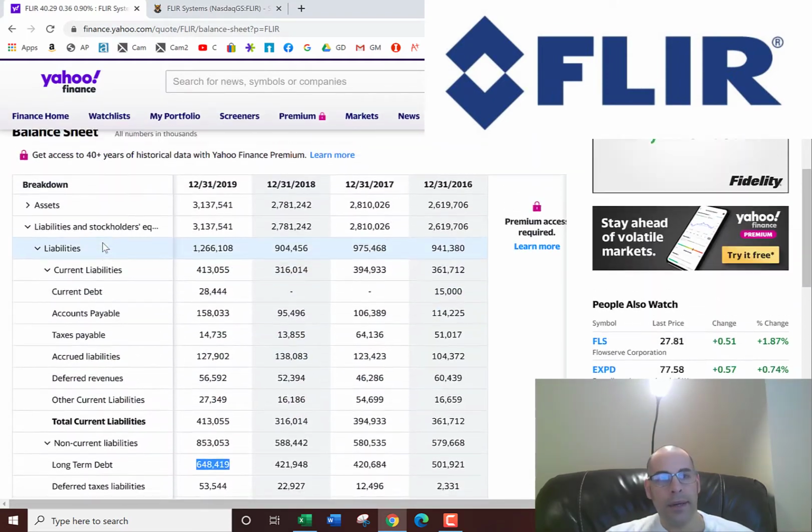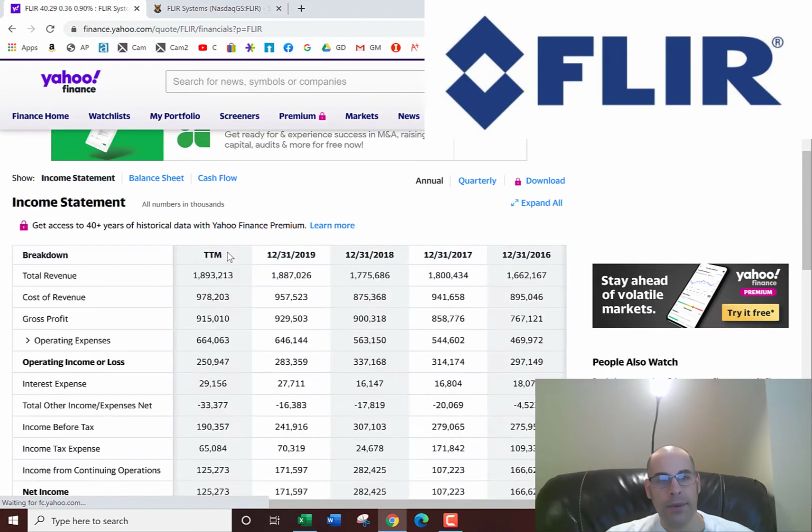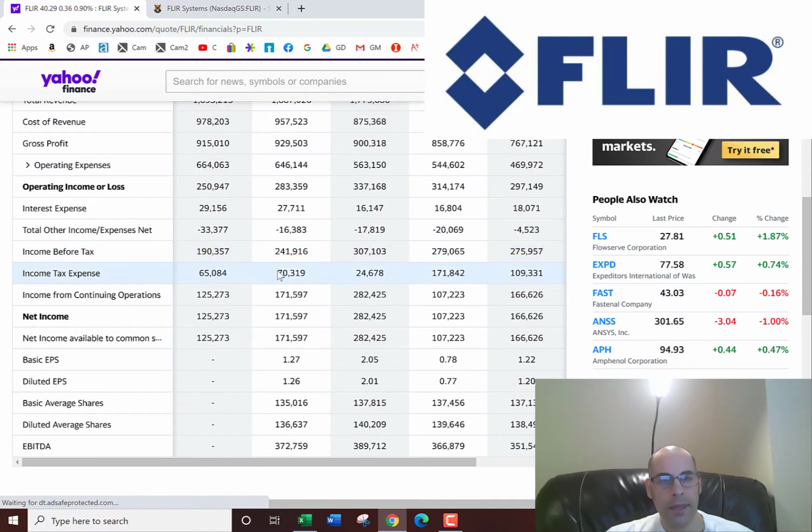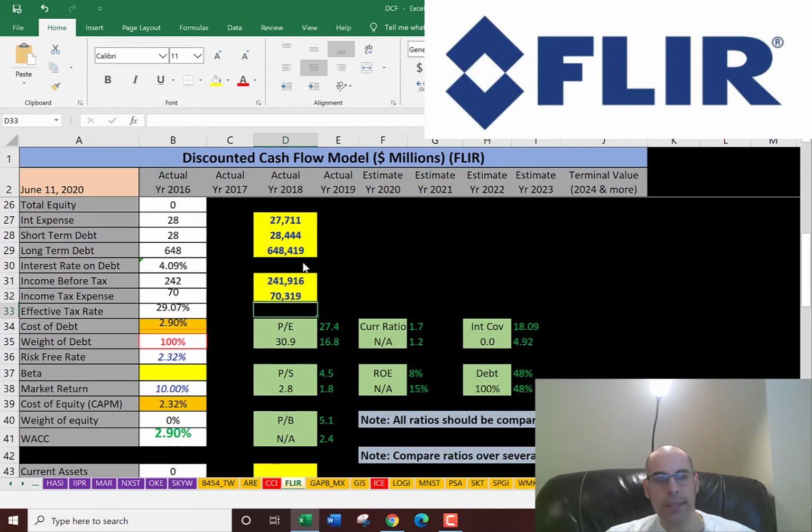Interest payments are tax deductible, so let's get their effective tax rate. We'll go back to the income statement. $241 million of income before tax. They paid $70 million in taxes, so their effective tax rate is 29%. The cost of debt is 3%.